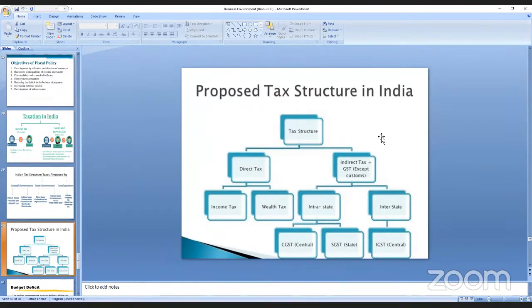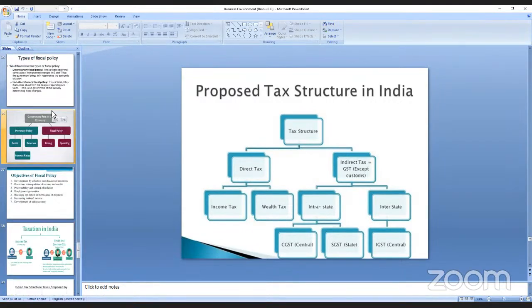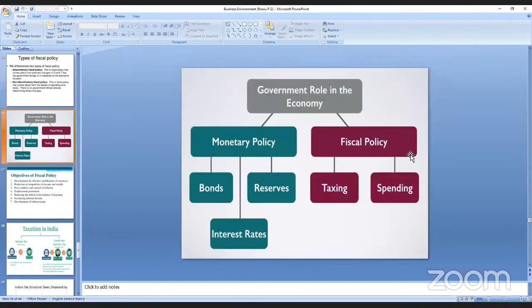Ma'am, one doubt. Tell me. Does fiscal policy also come under the RBI, ma'am? No, the roles will be different. The role I have just shown you is the role of the government in the economy. These are the two policies. In monetary policy and fiscal policy, this one is making the money and this one is collecting the money.